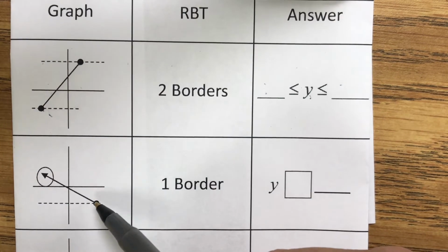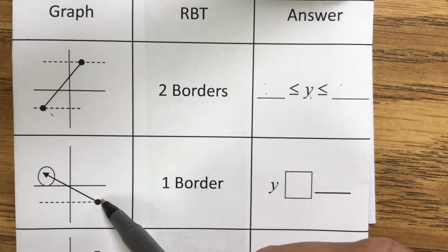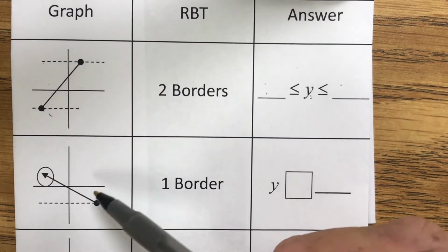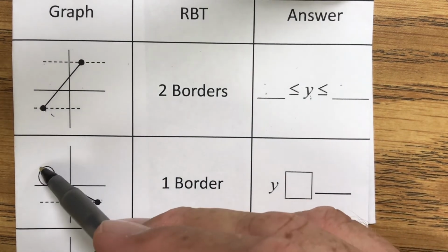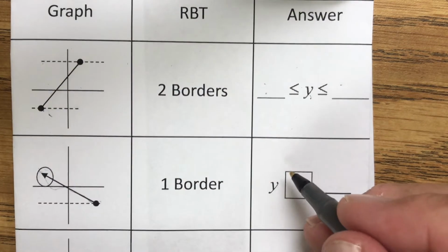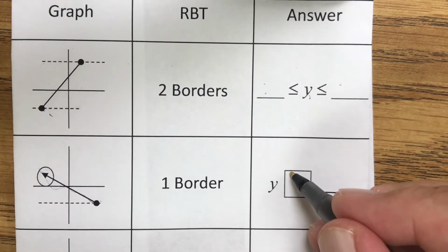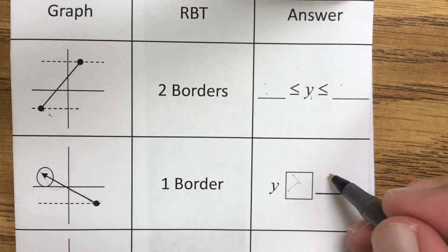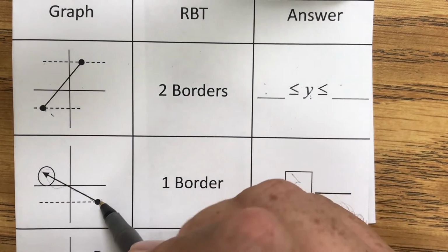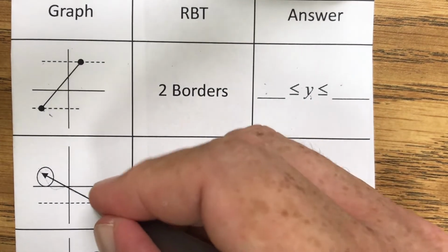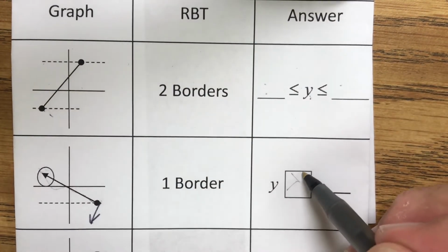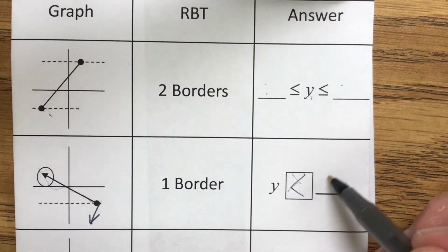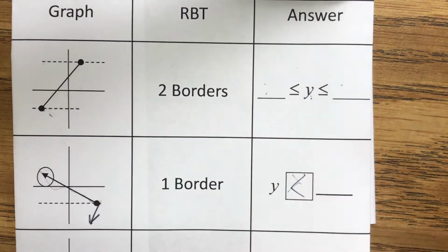Whenever we just have one endpoint and an arrow, again, we're going to use greater than or less than. If it's going up, like this line is, then it would be greater than, because all of the numbers will be bigger than this bottom one. If we have a line that's going down, like that, then it would be less than, because all of our numbers would be smaller than this number.